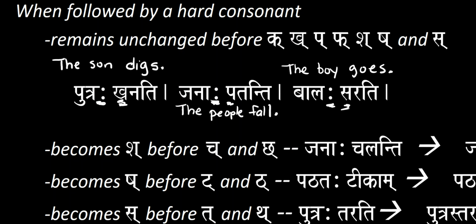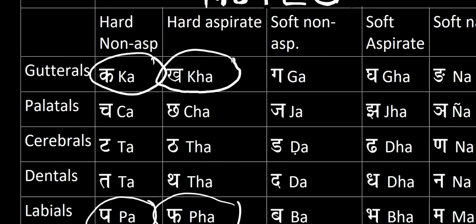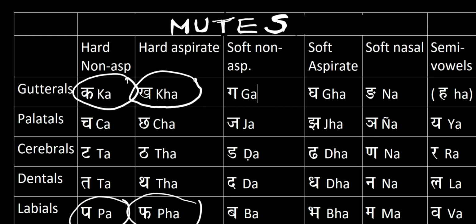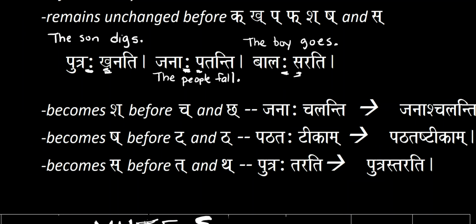Now, when does a visarg change? A visarg changes when it is being followed by any of the other hard consonants. So let us take a look at the rule. A visarg becomes a sha before a cha and chha. It becomes a sha before a ta and tha. And a visarg becomes a sa before a ta and tha. Let's find where these letters are.